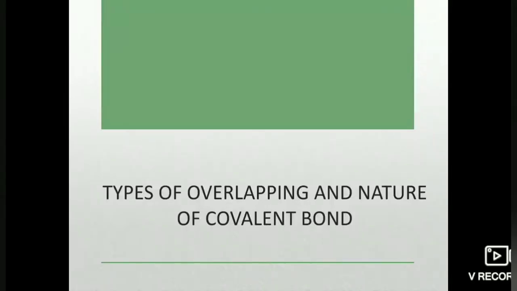Everyone, in this class we will shed light on the topic: types of overlapping and nature of covalent bond. We can classify covalent bond into two types based on the type of overlapping, into sigma bond and pi bond. So first we'll discuss sigma bond.